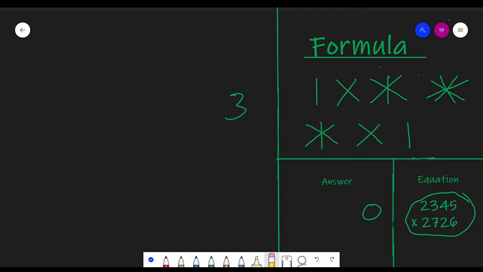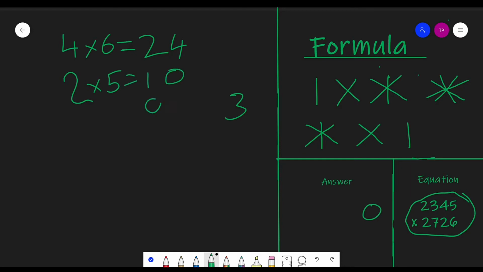Now what we're going to do is 4 times 6, which is 24. And we're going to do 2 times 5, which is 10. And we're also going to add that carry forward 3. So our answer will be 37. So we write down the 7 over here, carry forward the 3.